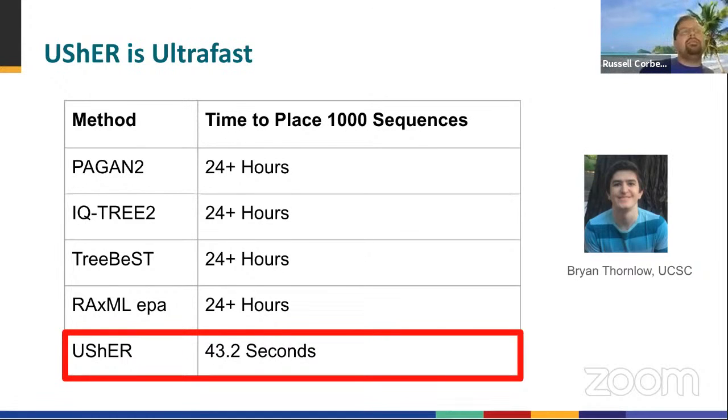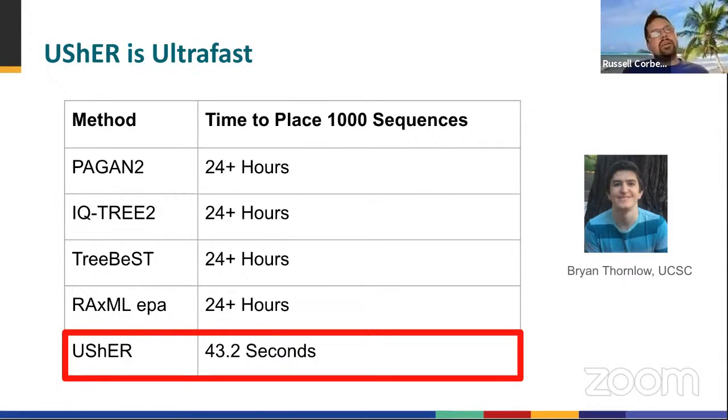So the time it takes to place 1,000 sequences on the tree is shown here, where we first started this project. I thought, well, this is an old problem. We'll just use some of the existing phylogenetic inference software that's out there for placing samples onto trees. And we had PAGAN2, IQ-Tree2, TreeBest, RAxML, and a few other things. And what we basically found is each of them took more than a day to add 1,000 sequences to about a 40,000 sample tree. And so it just wasn't going to work.